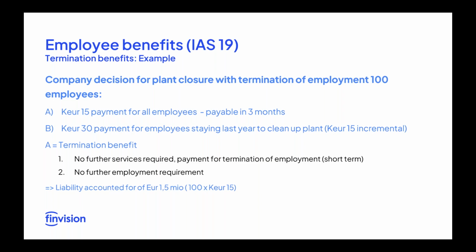It's a decision of the employer to close and to terminate the jobs and to offer a benefit on top of that in return. There are no further services required, and there is no impact of a decision of an employee. They will get the payment anyhow. So there, clearly, once it's offered and there's no way to withdraw the offer, the liability should be accounted for at 1.5 million, being all 101 employees times 15,000 euros. It's payable within 3 months, so no discount should be considered.